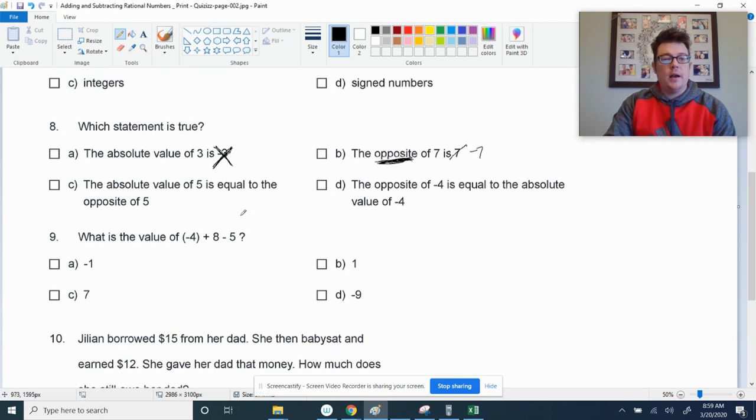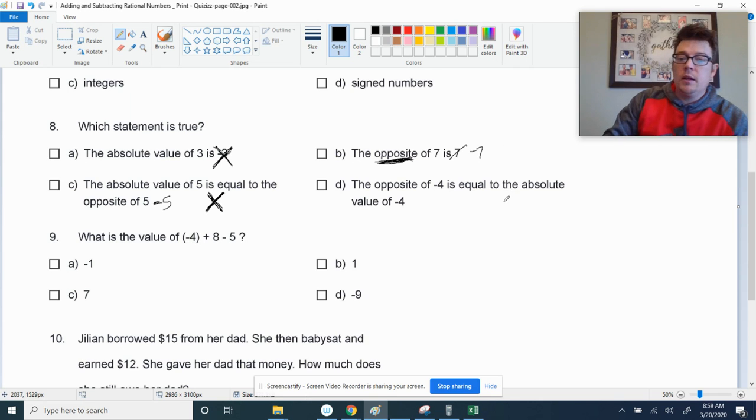It's its opposite. Additive inverse is another word for that. C, the absolute value of 5 is equal to the opposite of 5. So the absolute value of 5, which is 5, is equal to the opposite of 5. Well, the opposite of 5 is -5. And that is not equal to the absolute value of 5. So that's not true, unless there's a mistake on this one. I'm leaning toward D, even though I haven't read it yet.